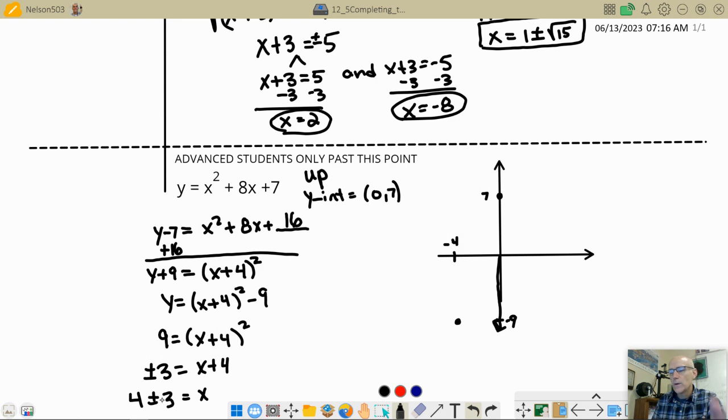Oh, wait, it's -4. Sorry, I subtracted 4 from both sides. If I go -4 plus 3, I get -1. Okay, so here's one of my x-intercepts. If I go -4 minus 3, that'd be over here at -7. So I'd come over here and find -7, right?